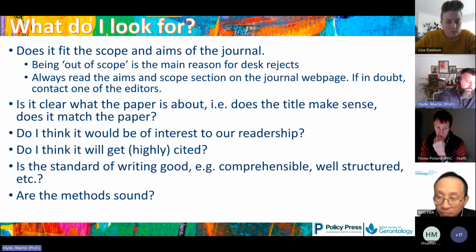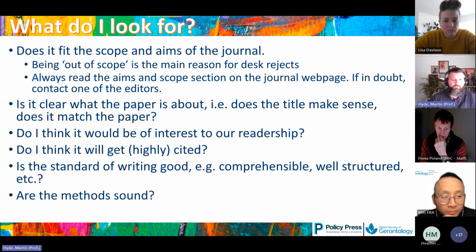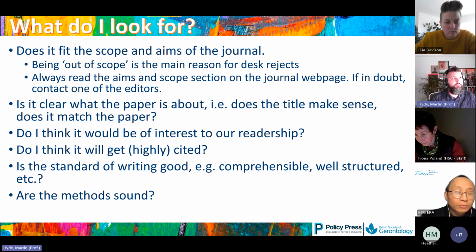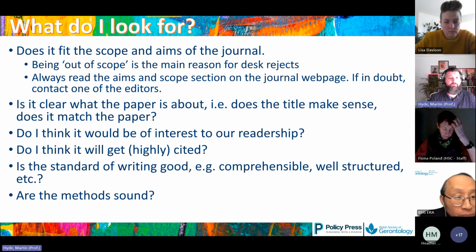So in terms of what happens in my case when a paper comes to me, I'm asked to make a decision about it. The first thing you check is whether it fits the aims and scope of the journal.